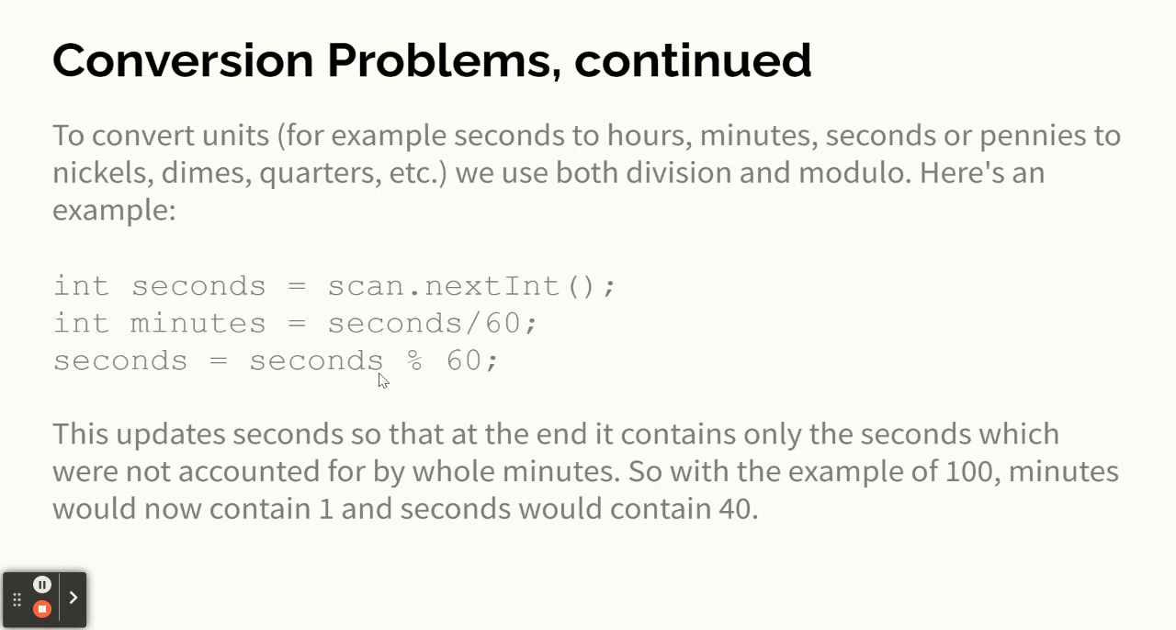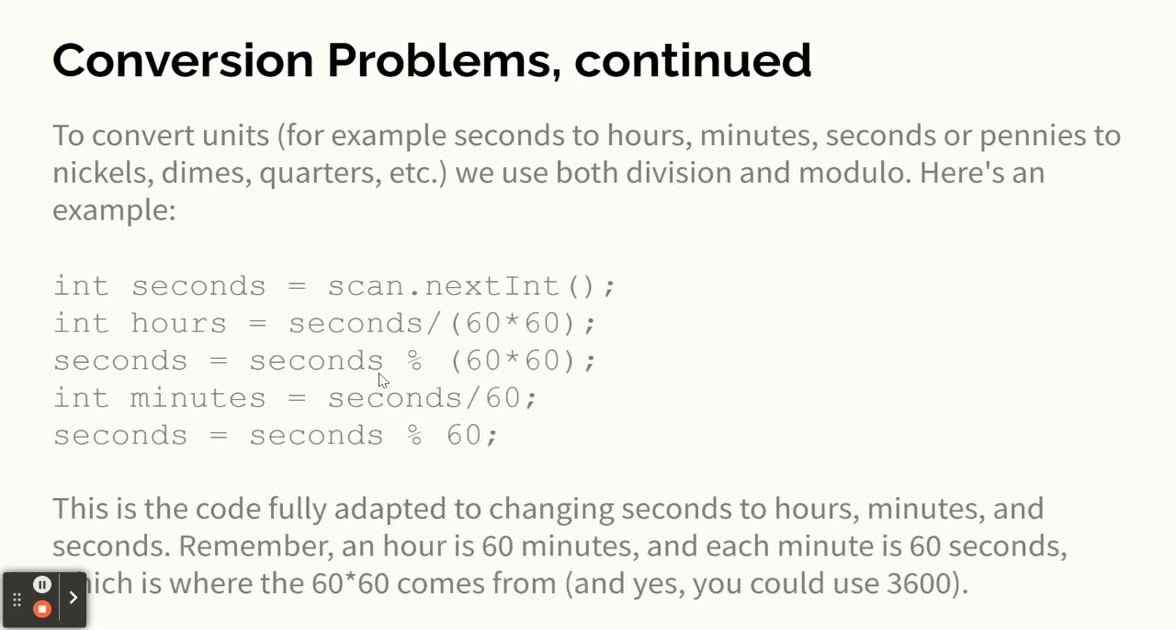So imagine if you were doing hours and then minutes and seconds. For hours, you'd have to do 60 times 60 or 3,600 because there's 60 minutes in an hour and 60 seconds in every minute. So, I just did it for hours. I didn't know I was going to show you. So we're still getting the seconds.